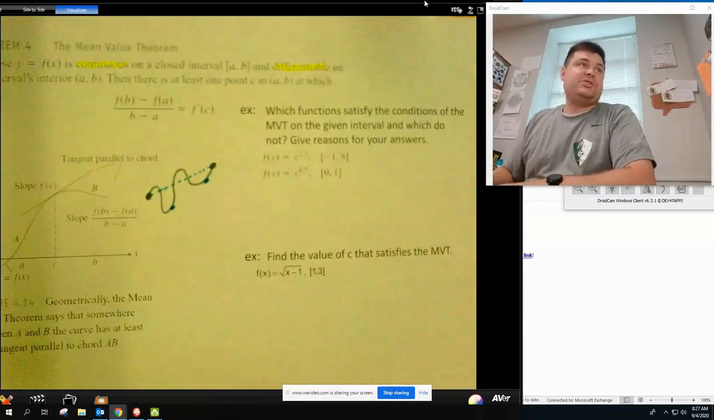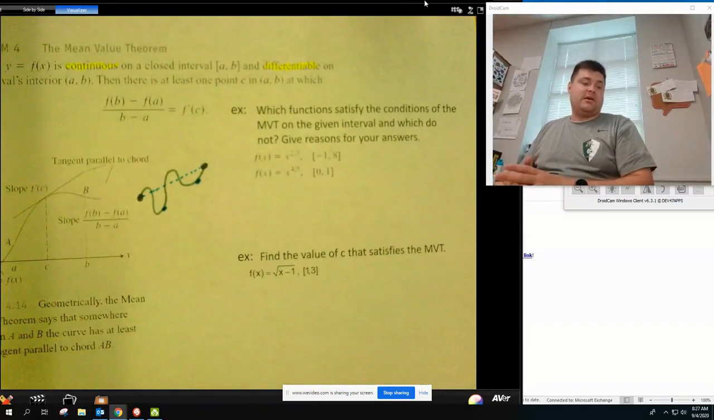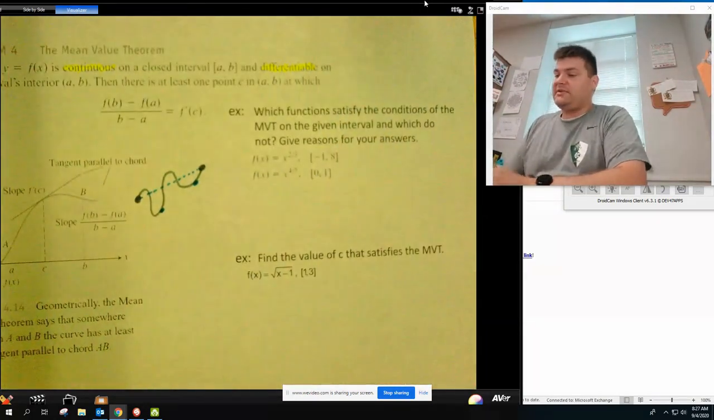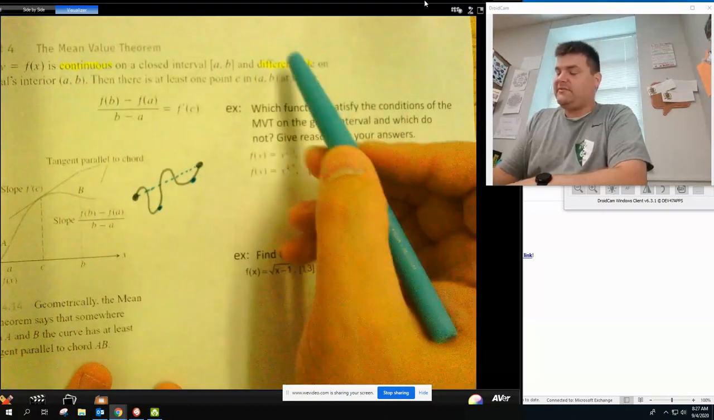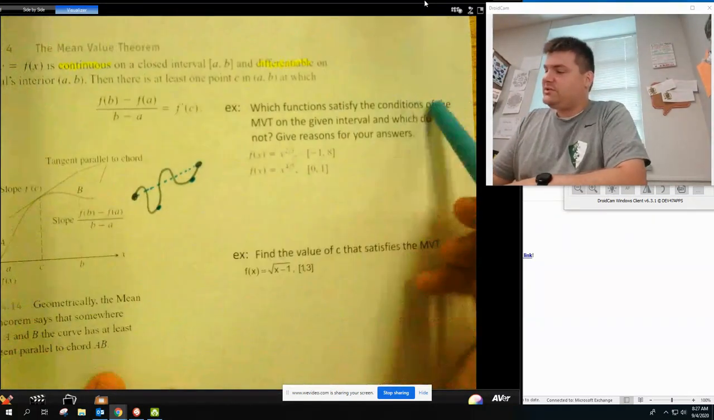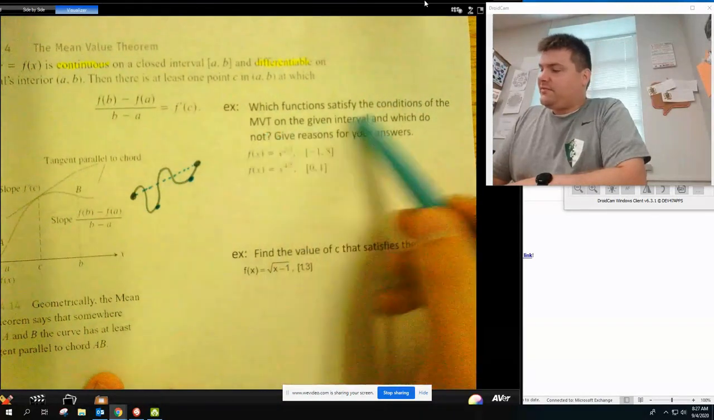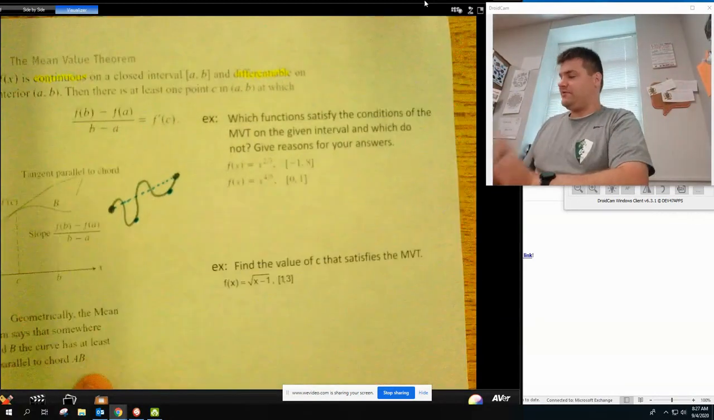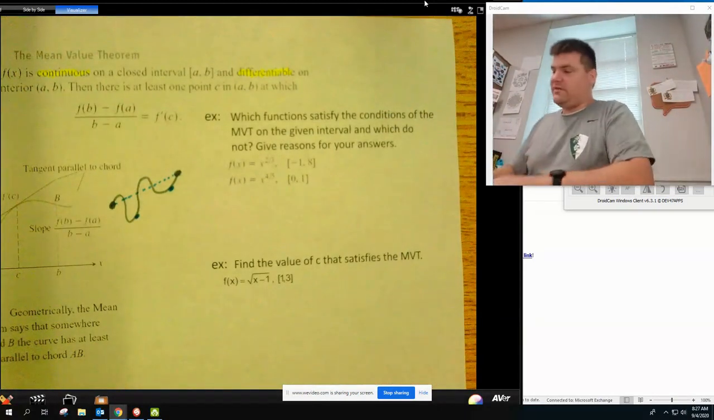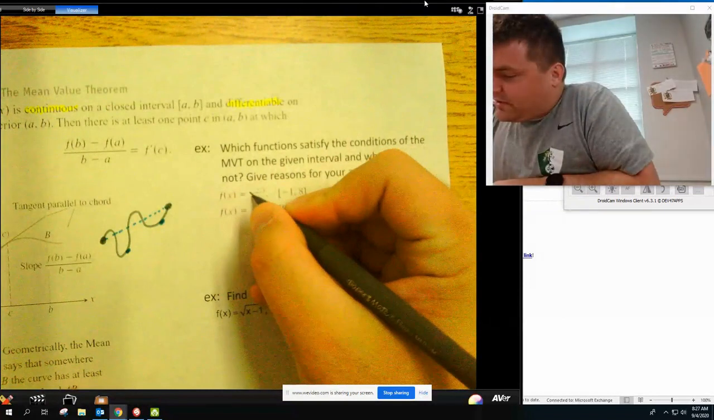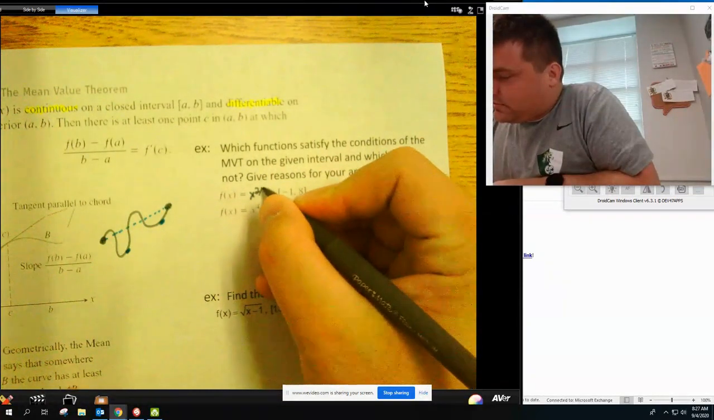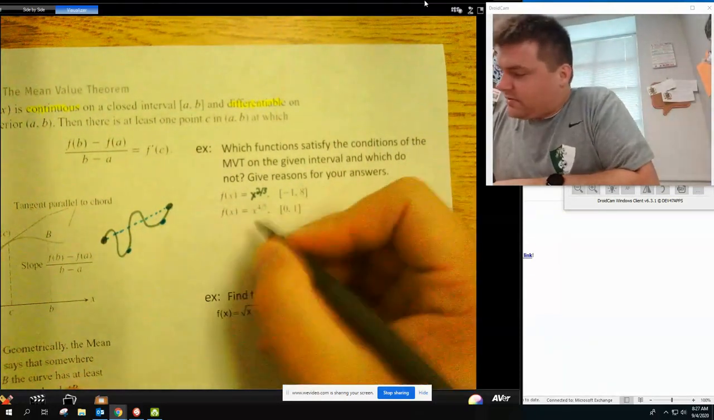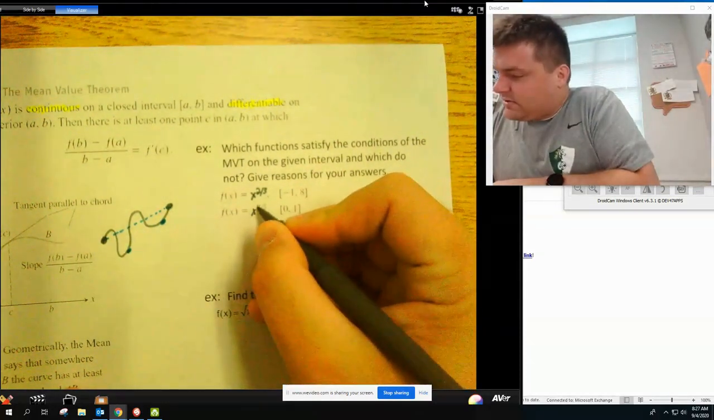So love this question because this one just talks about the conditions. So we only have two conditions for MVT. We have it's continuous on the interval and it's differentiable. So which of these functions satisfy the MVT conditions on the given interval, and which ones do not? You give your reasons why. So we have two functions. If you can't read this, because I can tell it's not so great on the video, that's x to the 2/3. And it looks like you can read the interval there. And this is going to be x to the 4/5.